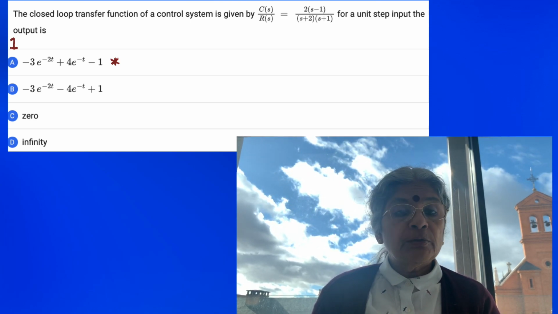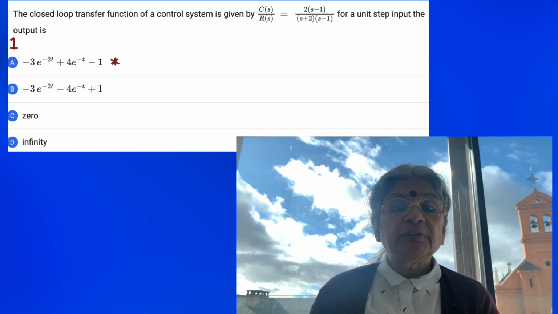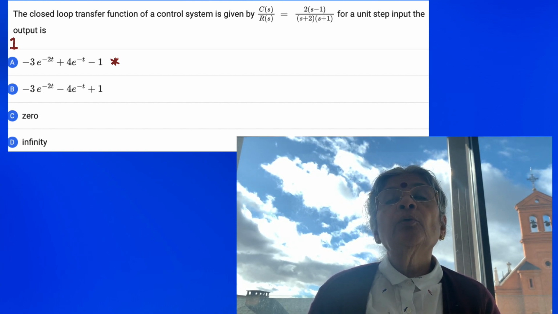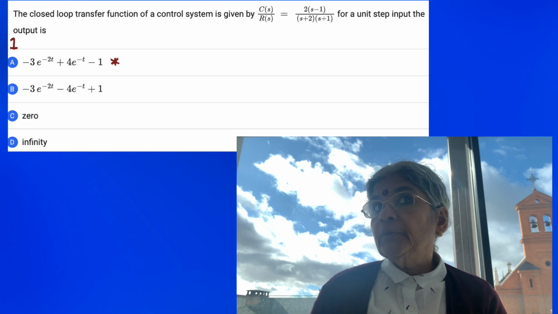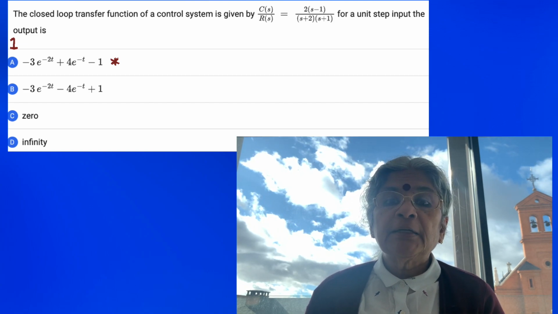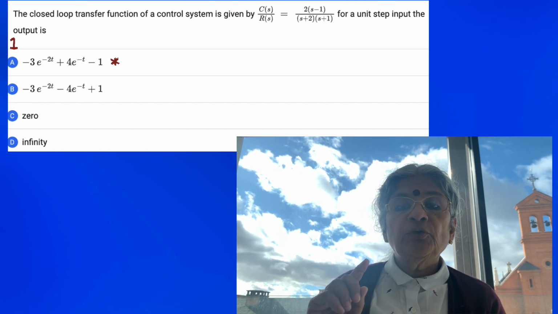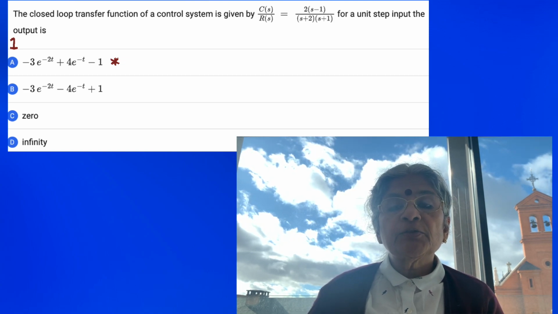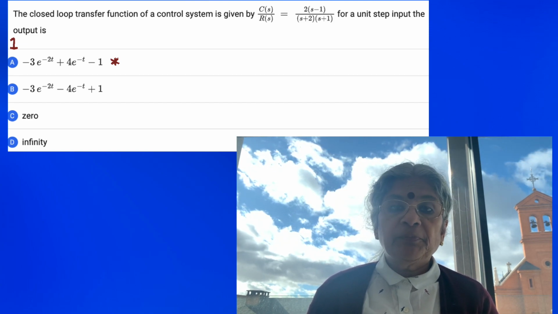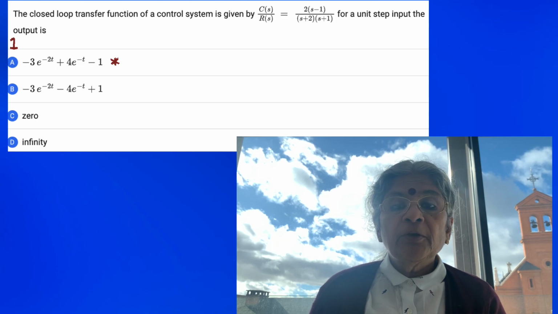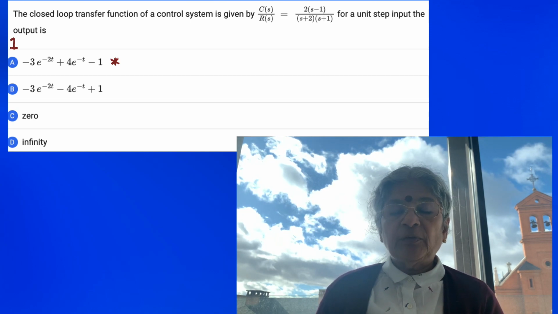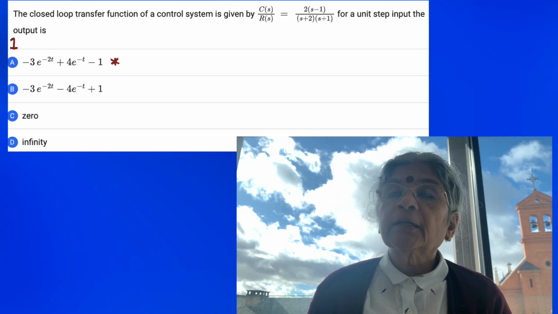Now we of course have a brief glance at the different options given, and it's obvious that R(s) is going to be equal to 1/s. So now we are going to have three factors in the denominator of C(s): one is s, another is s + 2, the third is s + 1. So we are going to have e raised to minus 2t, e raised to minus t as two terms, and of course we'll also have some constant times u(t). So hence options A and B are acceptable, one of them is more true. C and D are rejected immediately.